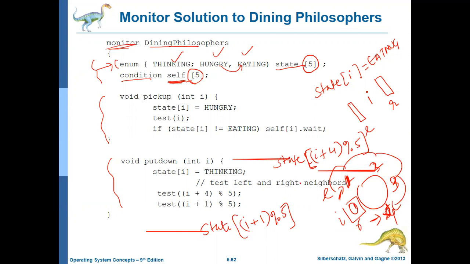If he is in a thinking state, that means what? That chopstick is free. He's not eating right now, isn't it? If he's not eating, then only that chopstick will be free and we can pick it up. Okay, so that is the basic idea.